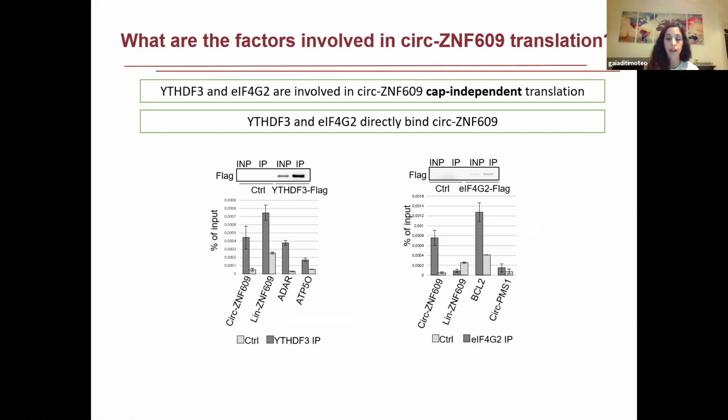In order to exclude indirect effects, we then performed immunoprecipitation experiments of YTHDF3 and eIF4G2. And as you can see here, the YTHDF3 IP is enriched for circRNA F609, as well as the eIF4G2 one. It's interesting to notice that the YTHDF3 IP is also enriched for the linear ZNF609, meaning the endogenous one, the mRNA coming from the locus of ZNF609. But you cannot say the same for the eIF4G2 IP. This is interesting because eIF4G2 is a factor involved specifically in cap-independent translation, while linear ZNF609 is undergoing a cap-dependent one.